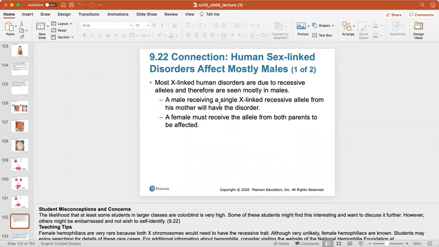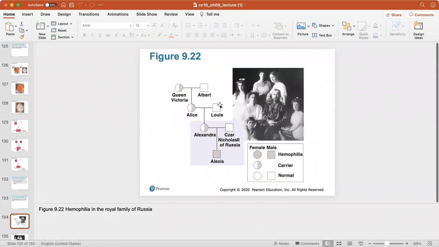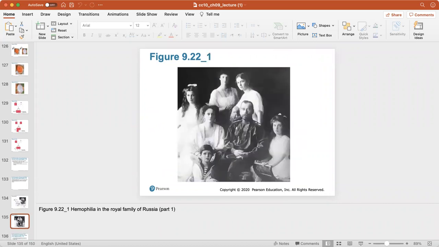Most X-linked human disorders are due to recessive alleles and therefore are seen mostly in males. A male receiving a single X-linked recessive allele from his mother will have the disorder, and a female must receive the allele from both parents to be affected. So this is just a look at hemophilia, which is a blood disease in the royal family of Russia, showing the carriers and someone who is normal and how the traits can be passed down between males and females.